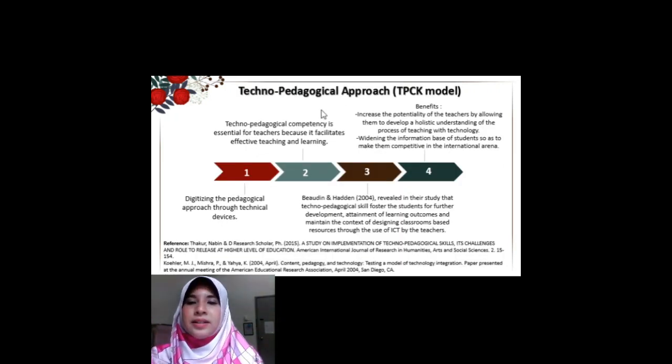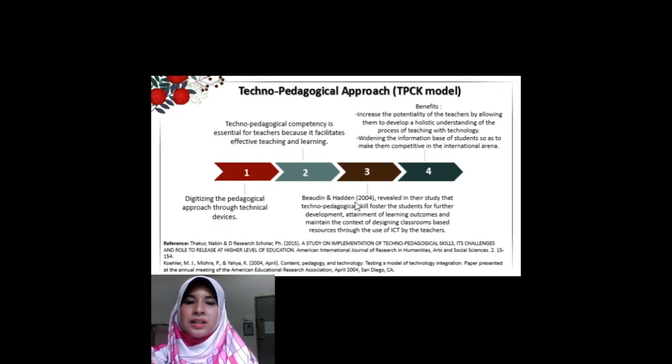Okay, the next idea is from the Techno-Pedagogical Approach, the TPACK model. This model says that digitizing the pedagogical approach through technical devices such as, for example, projector, computer, laptop, speakers, and other technological tools. And techno-pedagogical competency is essential for teachers because it facilitates effective teaching and learning.